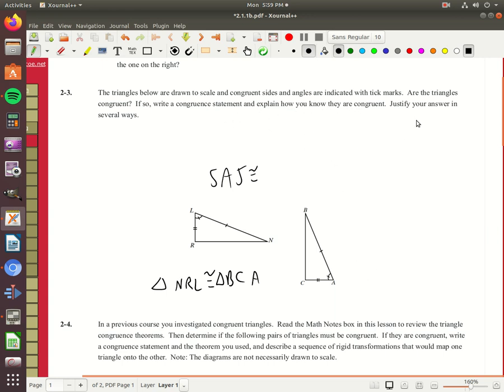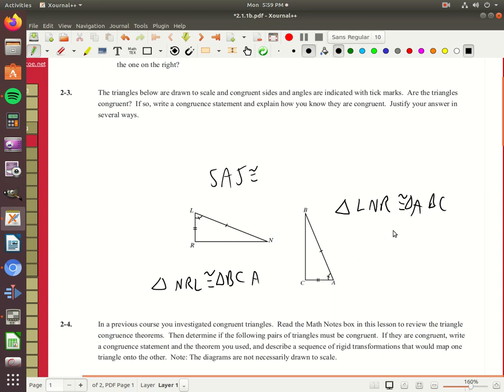Okay, it says justify your answer in several ways. I don't understand what they mean by that, but I guess I could write another triangle congruent statement, maybe? I'm not sure. So let's say L and R, and I can just go L and R, 3, 1, 2, so I can say A, B, C. But let's go ahead and verify that that's right. Let's just say triangle ABC. L has a tick, A has a tick, so L and A go together.